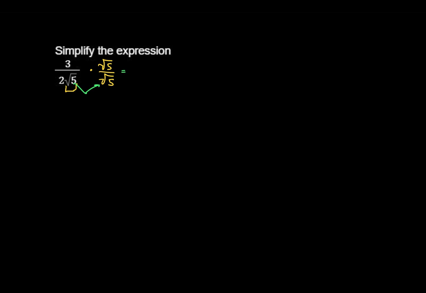So I will multiply at the top. 3 times radical 5 is 3 radical 5, or 3 square roots of 5. On the bottom, 2 square roots of 5 times square root of 5, or 1 square root of 5 if you prefer. Multiply the outsides, we have 2. Then multiply the insides, we get the square root of 25.